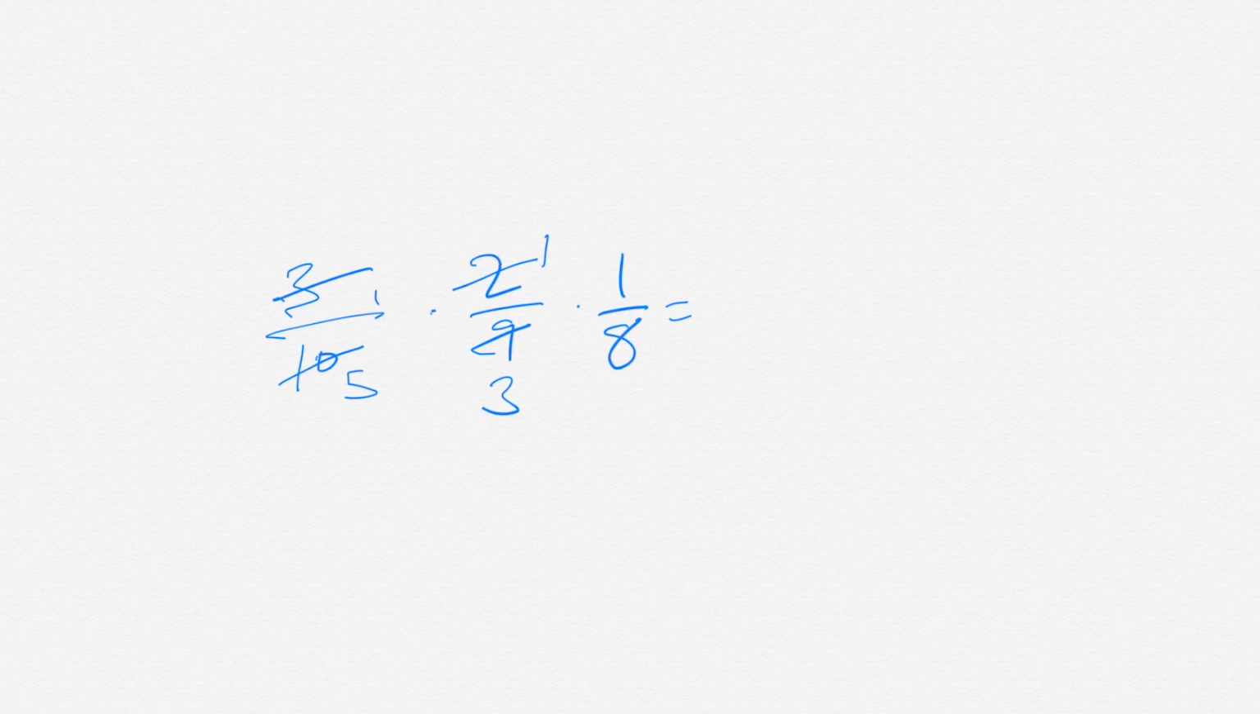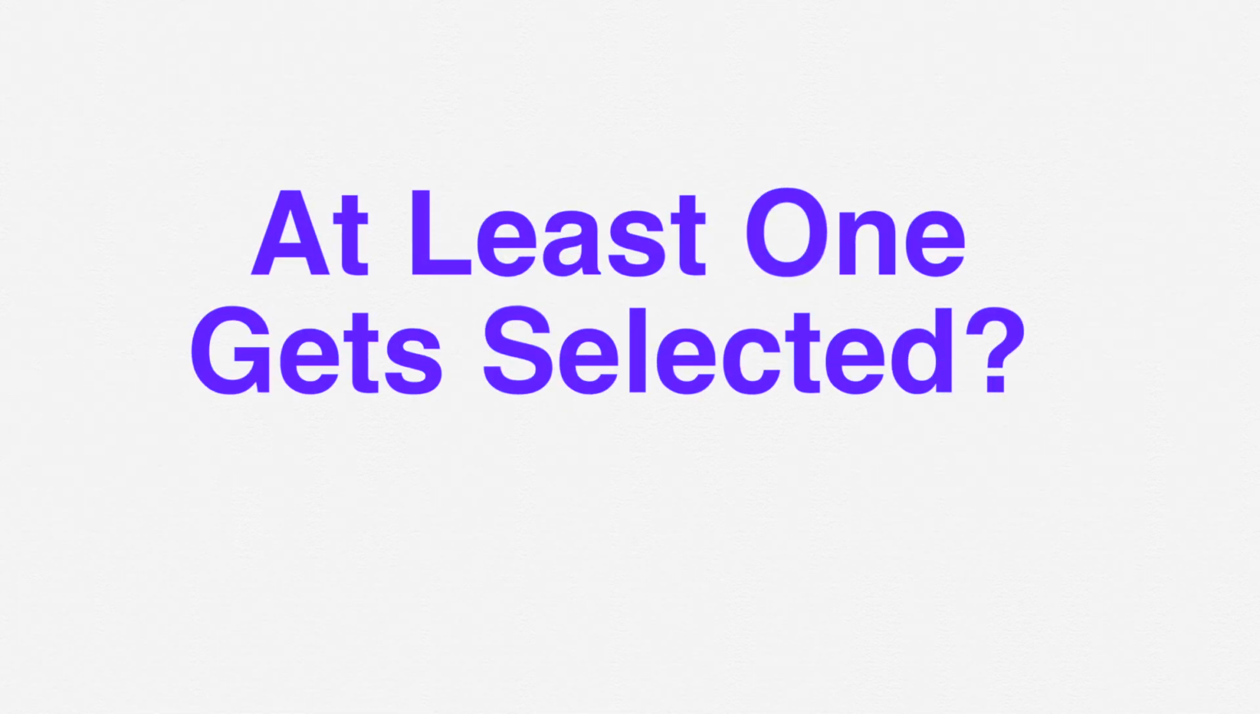We would calculate everything. So we got 1 over, let's see, 3 times 5 would be 15, times 8 would be 120. So 1 over 120. That is the answer for the first part. So there is a 1 out of 120 chance that all 3 of our friends get selected in those 3 selections. Let's go to the next one, which states what are the odds that at least one of them gets selected. There's a few ways to do this.